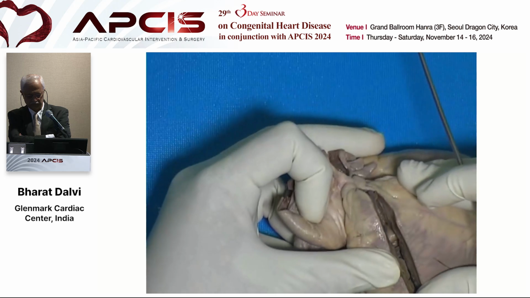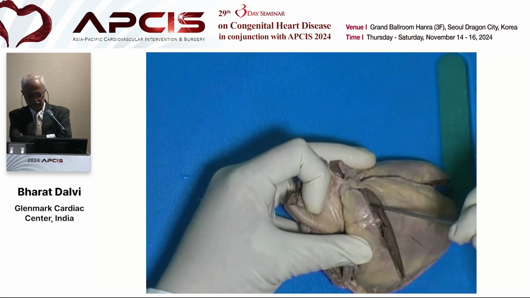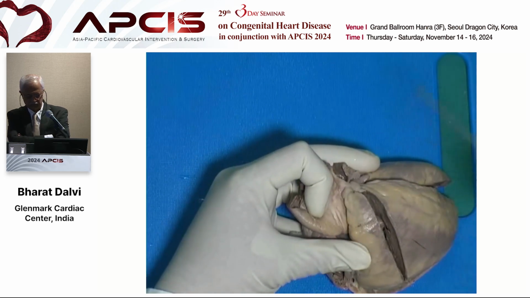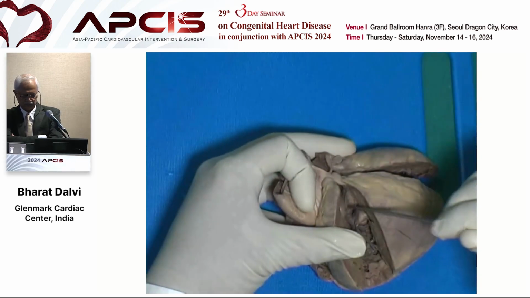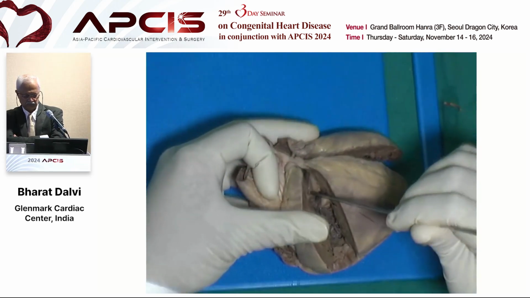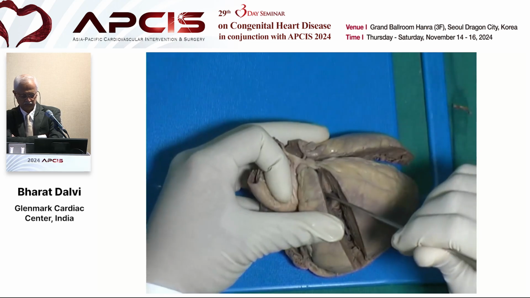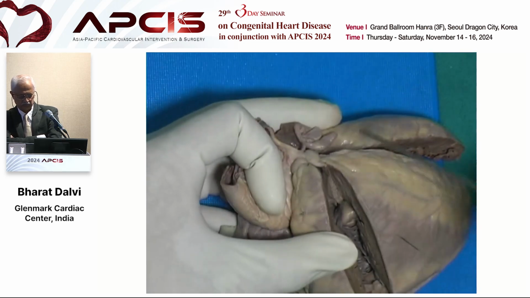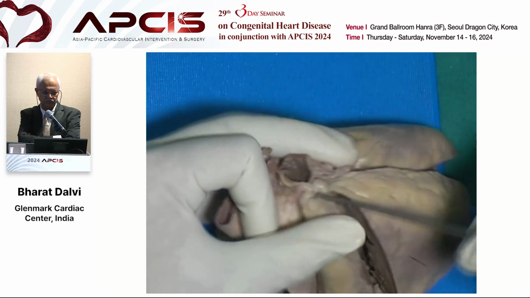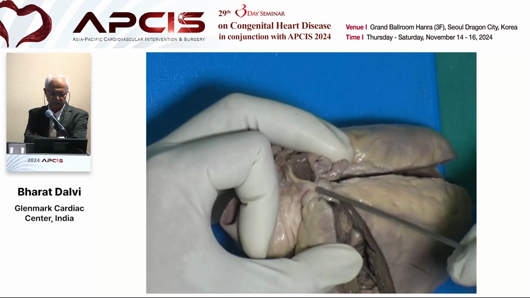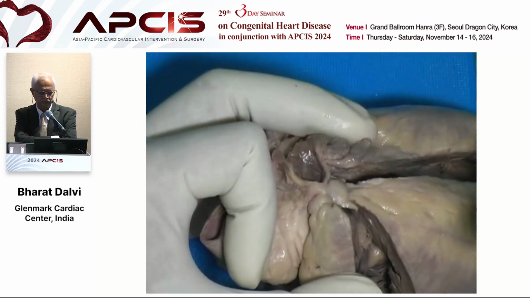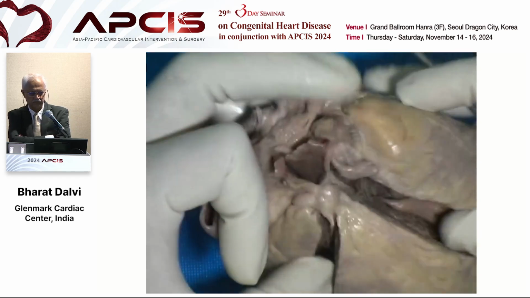If I were to close this, you will be able to appreciate that this would cause a severe narrowing of the right ventricular outflow tract. This portion where the narrowing of the outflow is maximum is referred to as the os infundibulum. And this is the pulmonary annulus here and the main pulmonary artery and its branches.